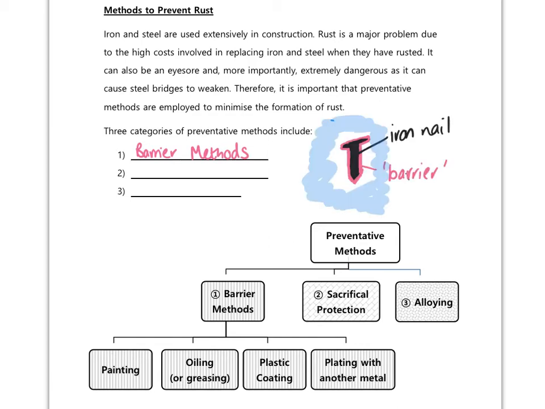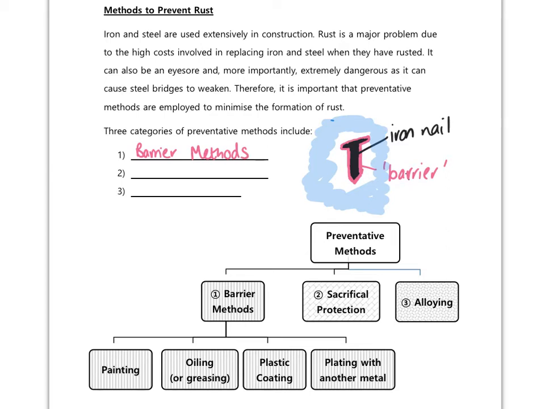You can see here from this diagram that the barrier is stopping the oxygen or the water from the air from getting to the iron. That barrier can be, as you can see from the flow diagram below, something like paint, it could be oil or grease, it could be a plastic coating, or it could even be plating with another metal.